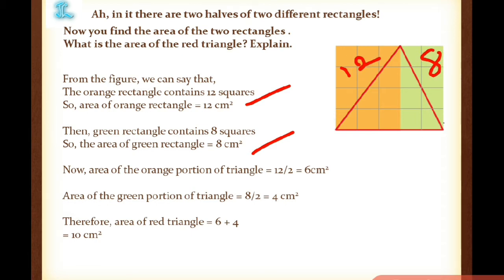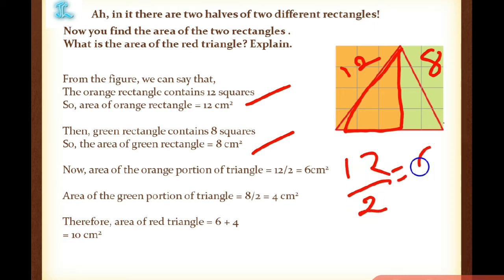Now, the area of the orange portion of the triangle we will find, because as I said earlier, this is exactly the half part. Yes or no? So, half of the whole rectangle. The area of the whole rectangle is 12. So, half of 12 is how much? 6. So, this we got as 6.